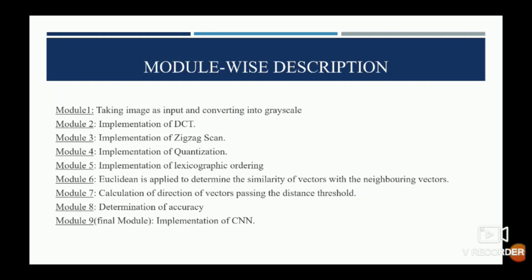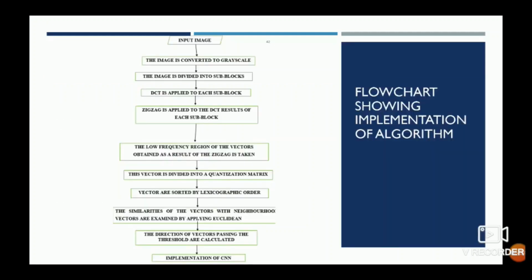Fourth module will be quantization, that is to convert the continuous range of values into a finite range. Module 5 is implementation of lexicographic ordering. Basically, it's organizing your data in a sequential way. Then Euclidean distance is applied to determine the similarity of vectors. Seventh will be calculation of direction of vectors. Eighth, determination of accuracy, and ninth is the implementation of CNN. This is the whole flowchart showing implementation of the algorithm as explained.